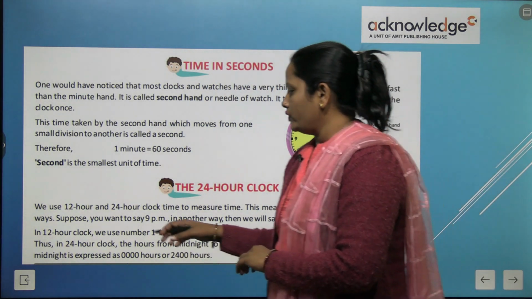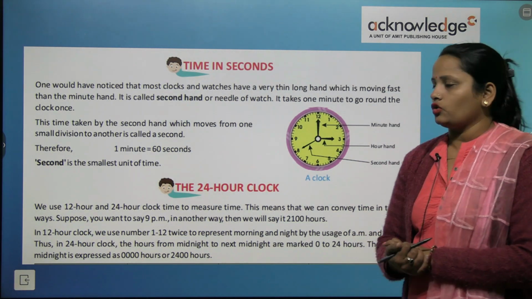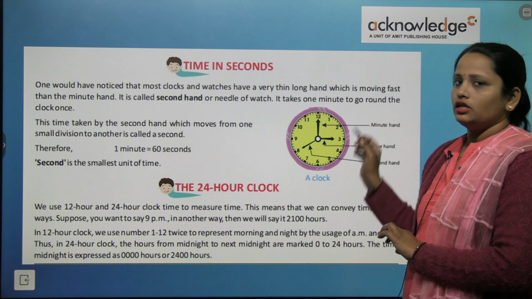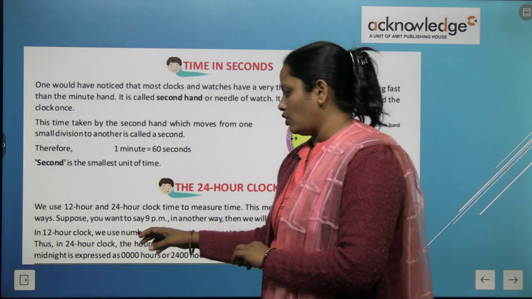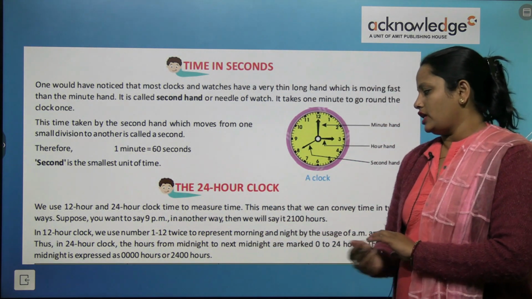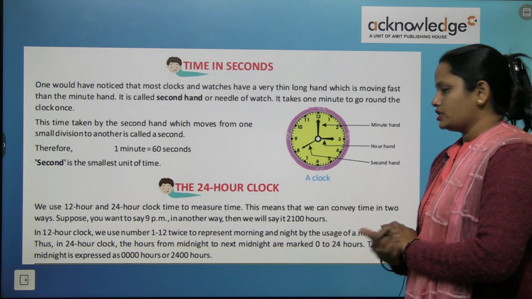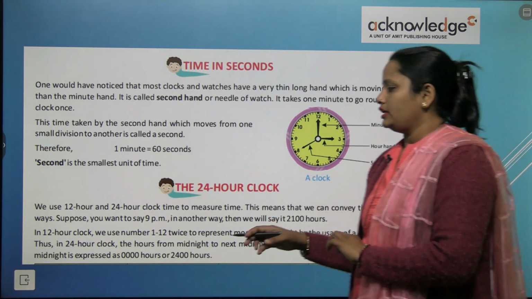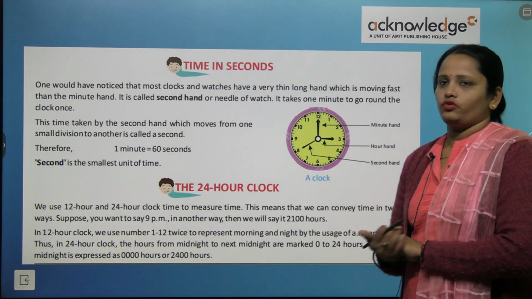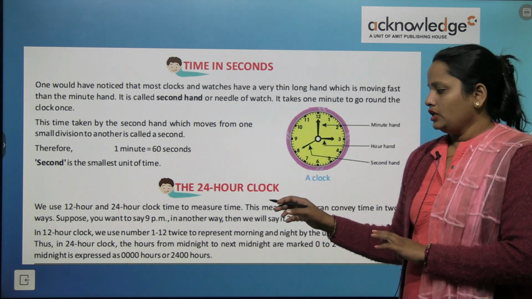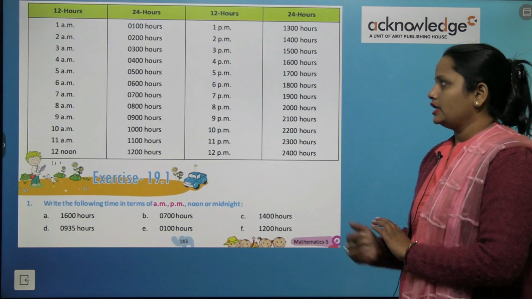In 12-hour clock we use the numbers 1 to 12 two times. तो जब हम 12-hour clock देखते हैं तो 1 से लेकर 12 तक हम 2 times देखते हैं. But when we use this 24-hour clock, the hours from midnight to next midnight are marked as 24 hours. Midnight से अगले midnight तक 24 hours होते हैं. The time midnight is expressed as 0 hours or 24 hours. अब इस midnight को हम या तो 0 लिख सकते हैं या फिर 2400 hours लिख सकते हैं.